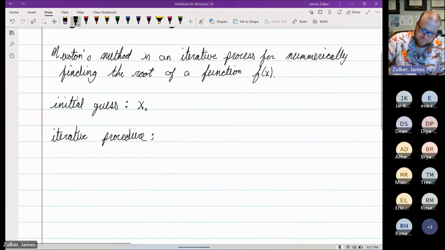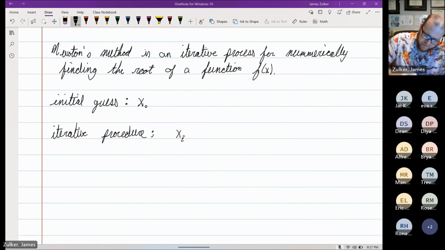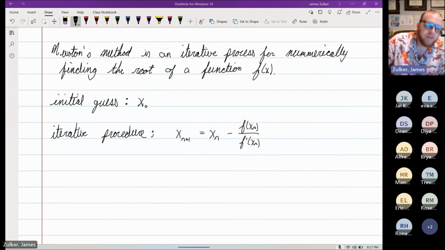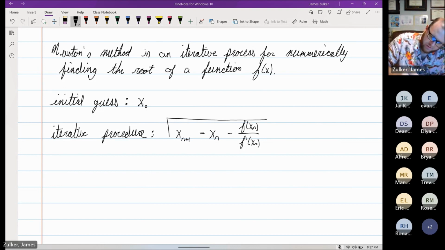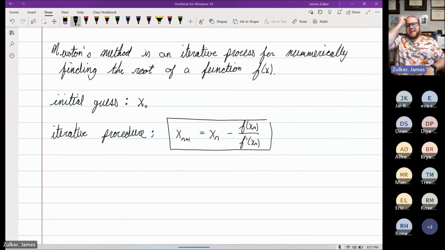The iterative procedure: x sub n plus 1 is x sub n minus f of x sub n divided by f prime of x sub n. And the idea is you keep calculating steps, right? So the iteration continues until you reach a desired accuracy.